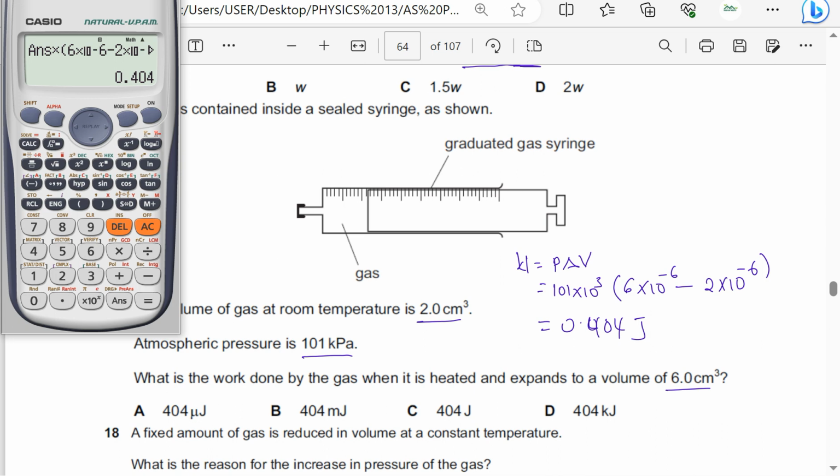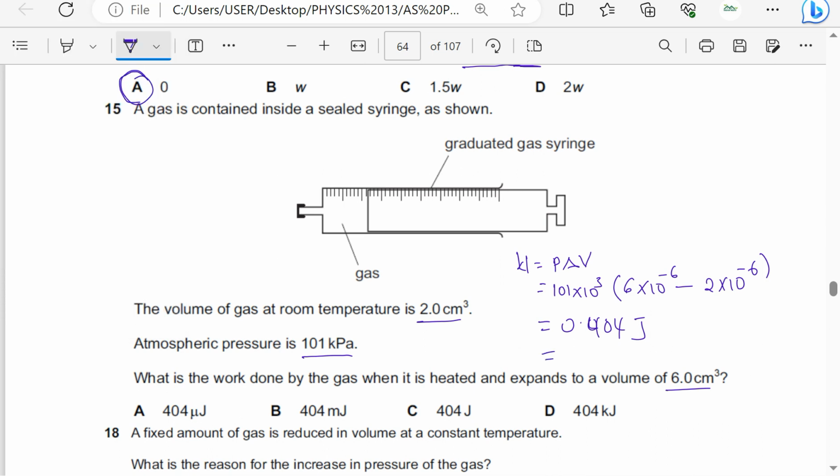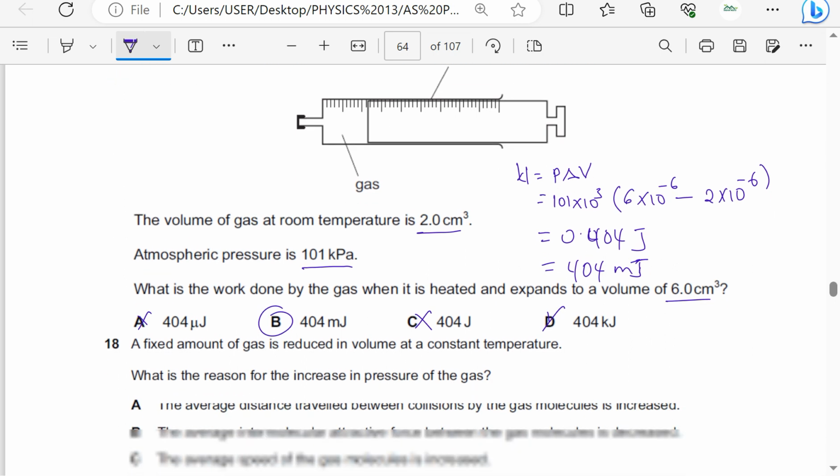The answers here, if I multiply this by 1,000, it becomes 404 millijoules, and I think the answer is going to be C. It will not be B, it will not be D, it will not be A. So the answer is C, 404 millijoules.